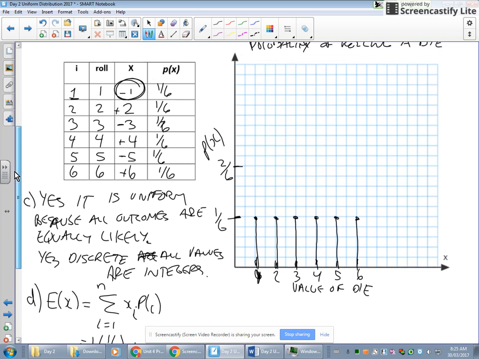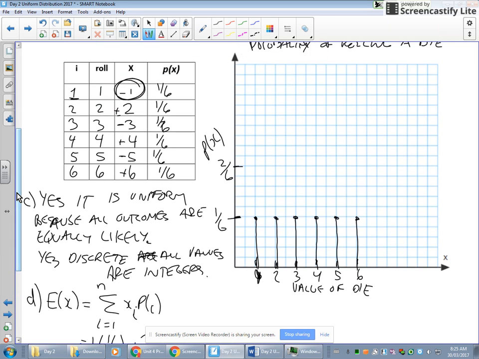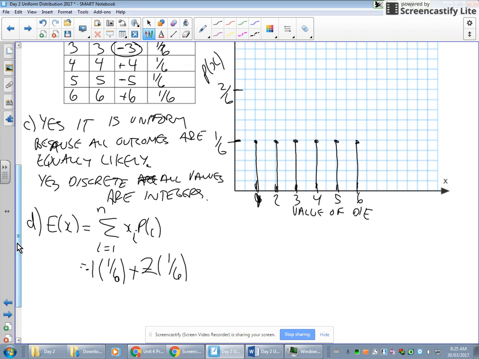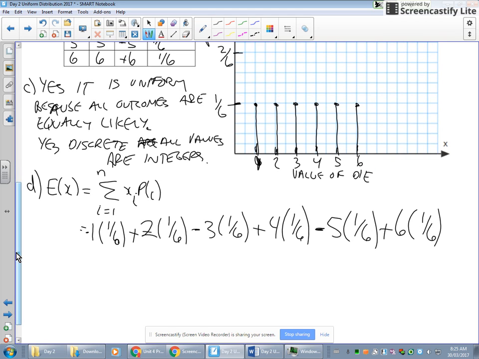The possibility of getting +2 points, right? +2 is a 1 in 6 chance. Possibility of getting -3 points, it's going to be -3 times 1/6. Possibility of +4 points is 1/6. Of -5 points, 1/6. And +6 points is 1/6. When we do all that, we get -1, +2, -3, +4, -5, +6.